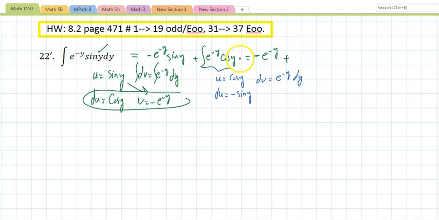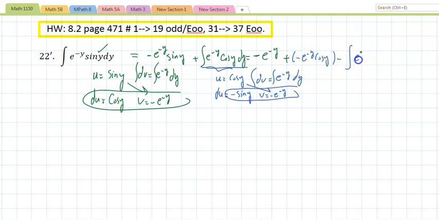Oops, I messed up. There's a dy, that's important. So when I integrate, I get v to be negative e to the negative y. And now, this integral right here is going to yield the product of those. So that's a negative e to the negative y cosine of y minus the integral of v du. Three negatives will keep it as a negative e to the negative y sine of y dy. Yeah, that's why I've been leaving those. There we go.